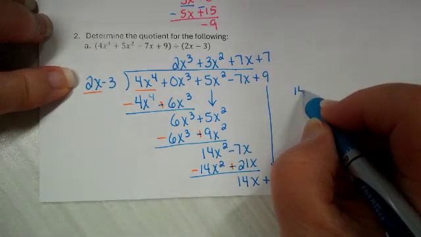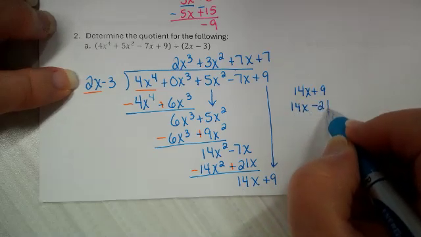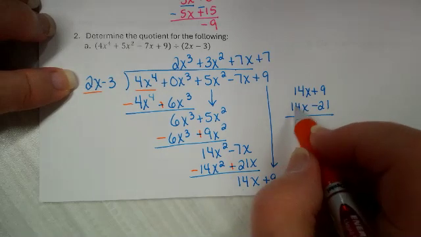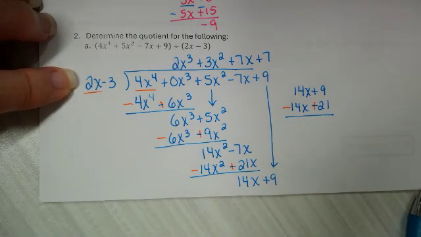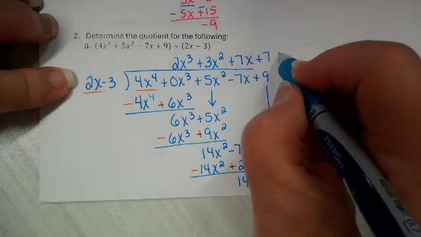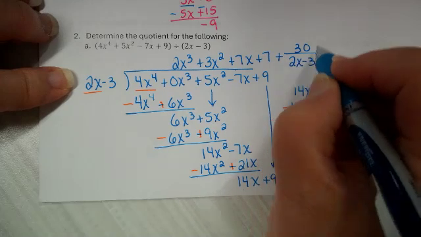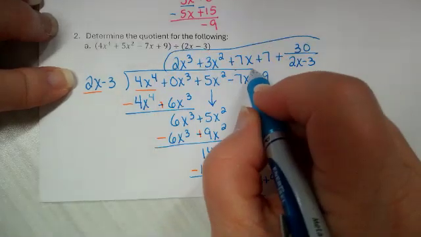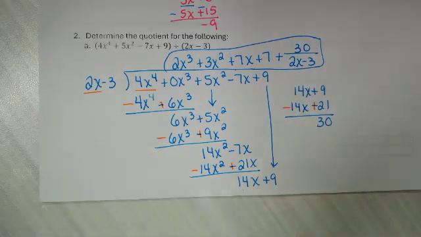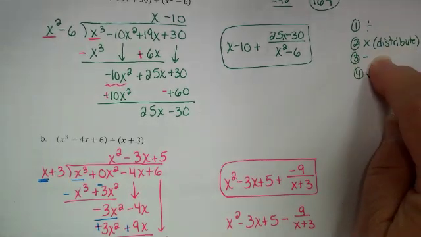And then I'm just going to write it up here so I have space. 14x minus 21. So my final subtraction is a remainder of 30. So for my remainder, I'll put plus 30 over 2x minus 3. So division just takes practice of repeating this process of divide, distribute, subtract, and bring down.